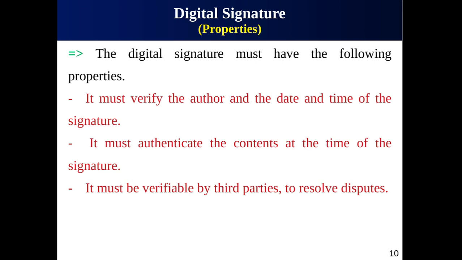What are these properties? It must verify the author, the sender, along with additional information like when the document was signed, at which time, on which date, things like that. And also it must authenticate the contents of the message at the time at which the document was signed. And also the signature must be verifiable by third parties in cases of conflicts. If A tries to prove that he did not send the message, or if B tries to forward another message and then claims that it has arrived from A, how will we resolve this conflict? So it must be a property of the digital signature.